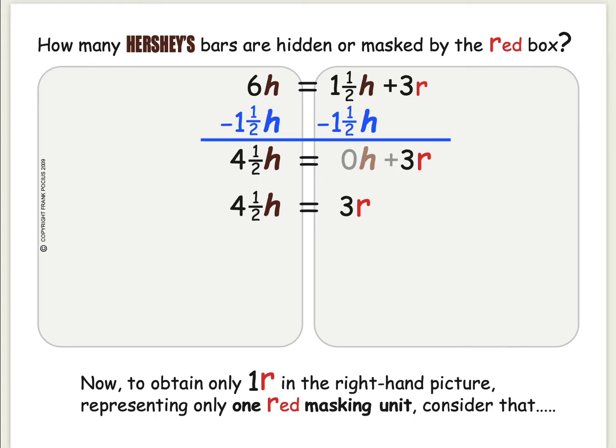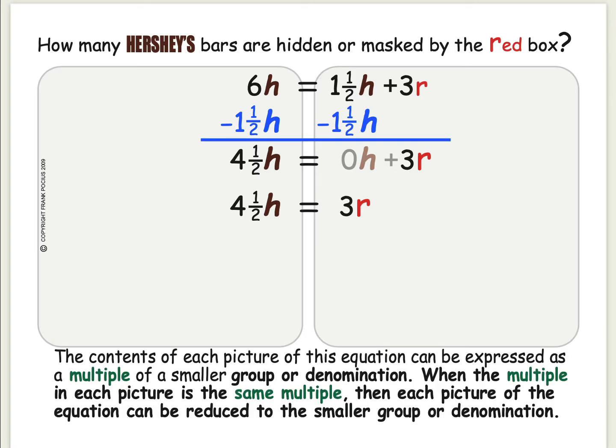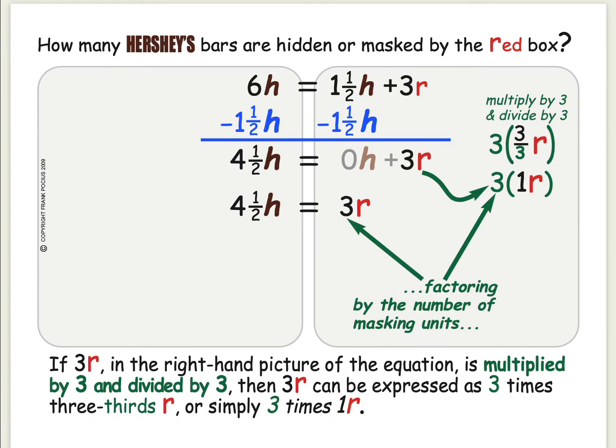Now, to obtain only one R in the right-hand picture, representing only one red masking unit, consider that the contents of each picture of this equation can be expressed as a multiple of a smaller group or denomination. When the multiple in each picture is the same multiple, then each picture of the equation can be reduced to the smaller group or denomination.